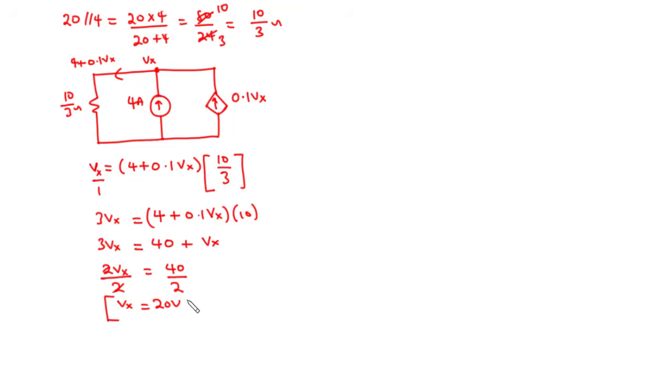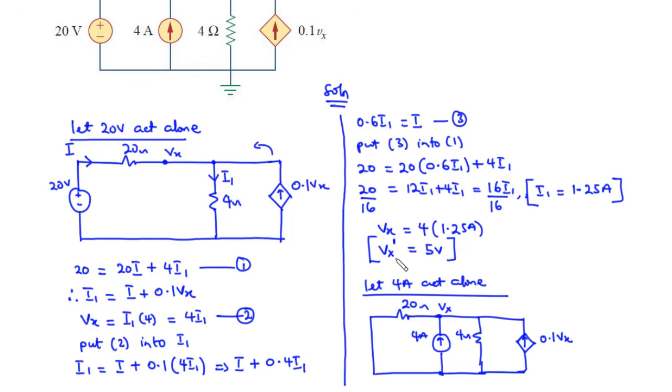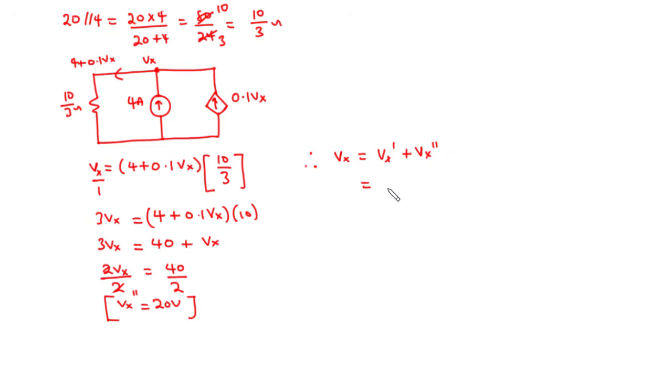Now because this is as a result of 4 amperes acting alone, let's call that Vx double prime. Therefore, the value for Vx is given as Vx prime plus Vx double prime, and notice that we had Vx prime to be 5 volts, so 5 plus Vx double prime 20, and that is equal to 25 volts. So the value of Vx is equal to 25 volts.